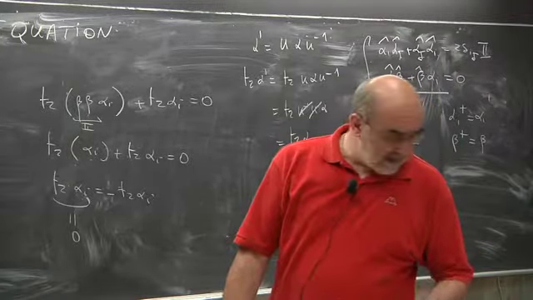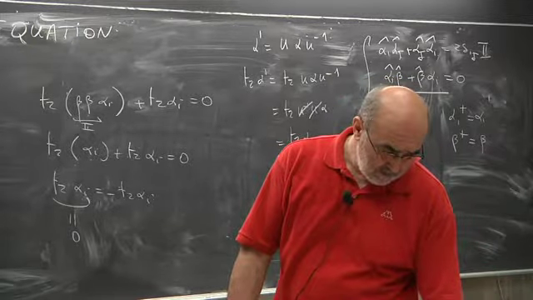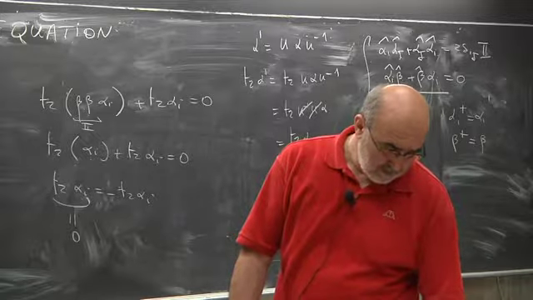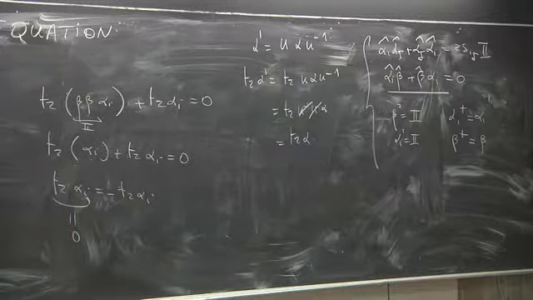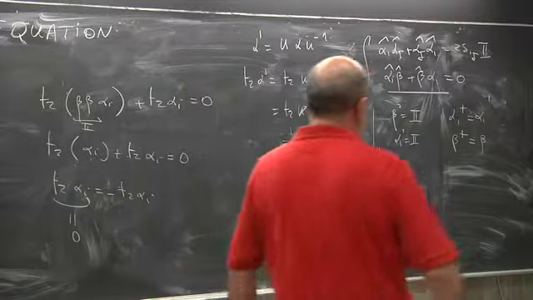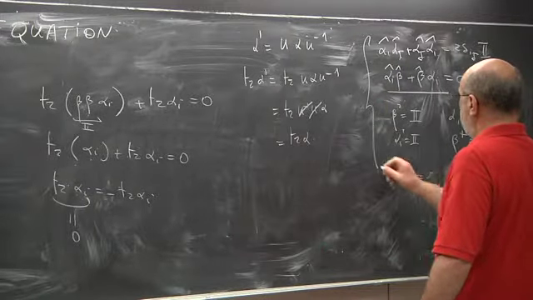Now let's see if the beta has trace zero. Let's start again from this. I have proved that the alpha have trace zero, so let's add that here: trace alpha_i is zero.